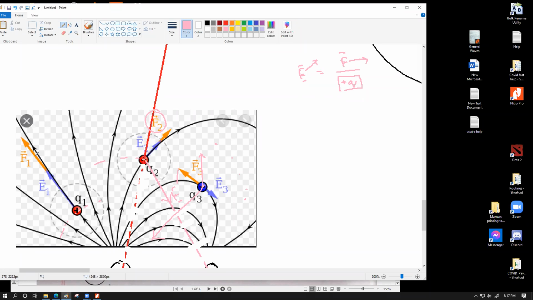But if this charged particle, or considered charged particle, is negatively charged, a negatively charged particle will experience force in the opposite direction of the arrowhead, because the arrowheads represent the force direction for the positive charges. Tangent of the curve of the electric field lines represent the force direction for positive charges. So if you have a negative charge, you're simply going to have it reversed.